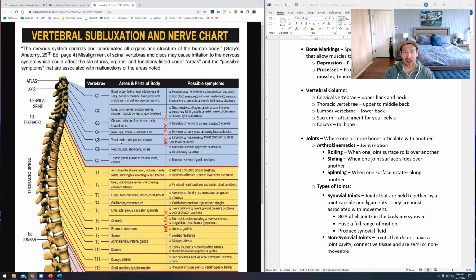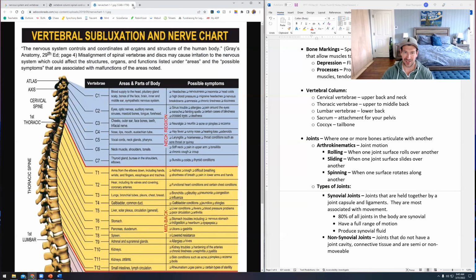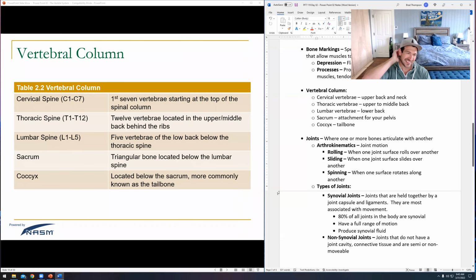But if you break your C5 vertebrae, that can mess up your vocal cords and things like that. Very interesting stuff here, and this is just all the organs and stuff. We're not even talking about muscles here, which is actually what we're going to spend our time on. So those are the various parts of your vertebrae.